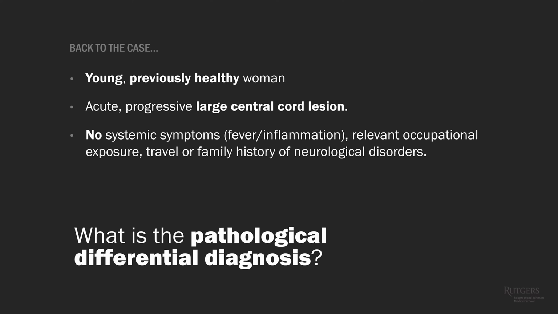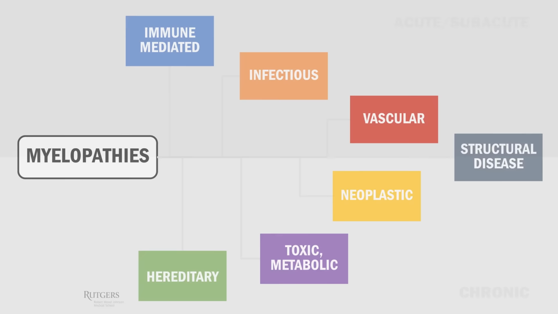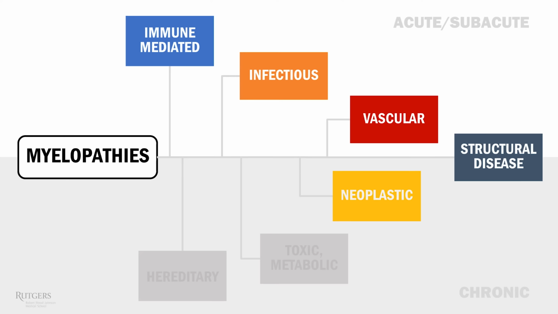You might have some ideas already, but let's think this through together. First, she has an acute myelopathy, so that generally makes us think of immune-mediated, infectious, vascular, and possibly structural etiologies. Let's consider immune-mediated. Is there any evidence of systemic inflammation? Joint pains, rashes, photosensitivity, kidney failure, connective tissue disorders? Not in this case. So we're left with inflammation limited to CNS.